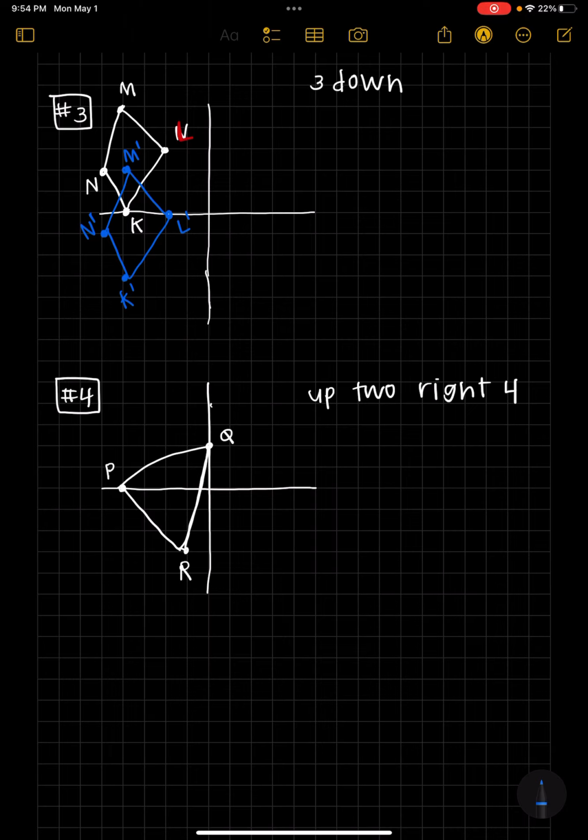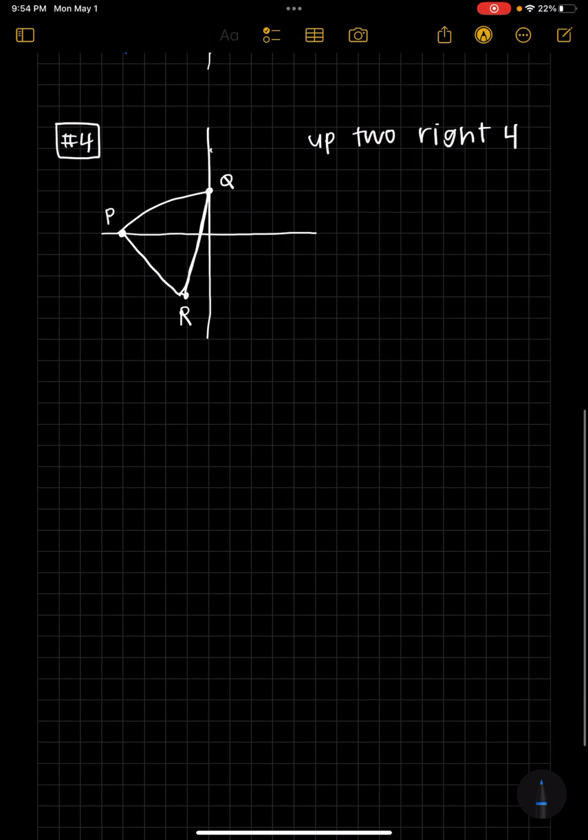Okay, let's look at example number 4. This time, we want to shift it up 2 and right 4, but we're going to do the same thing. I'm going to take each individual point and take it up 2 and right 4, and then draw our shape. So let's start with point P. I go up 2, which would put it right there, but I don't want to just go up 2. I want to go right 4 as well, so I'm going to move it right 4, 1, 2, 3, 4. So point P actually lies where point Q is, which is totally fine. They can overlap if they need to.